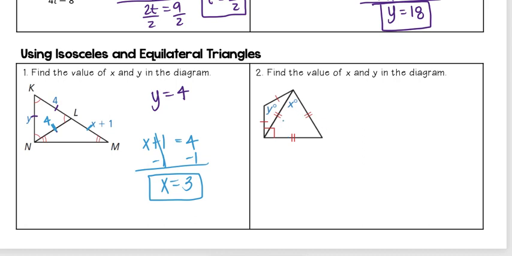Okay, now looking at this next one, I personally like to look for those equilateral triangles first, or equiangular, and I see that this triangle right here is an equilateral triangle, and I know that from these tick marks right here. Those 2 tick marks mean that these 3 sides are congruent. And what I know about equilateral triangles is that all the angles inside of them are congruent. And I also know that they're all equal to 60. So that's 60, this is 60, and so that means that x is equal to 60.